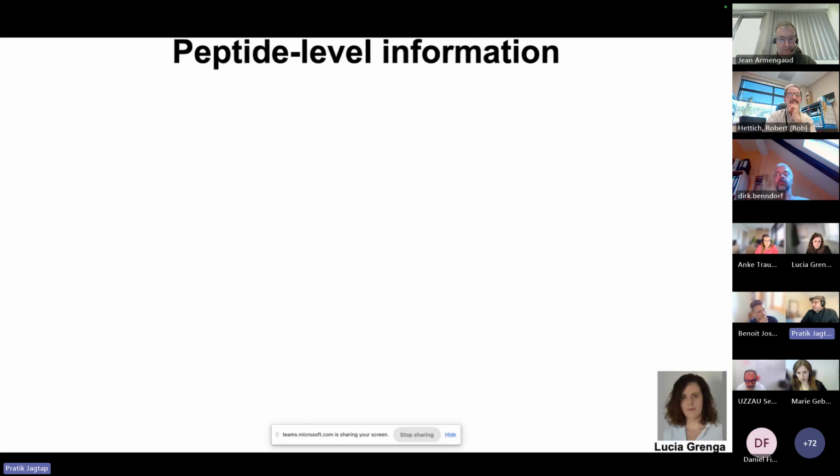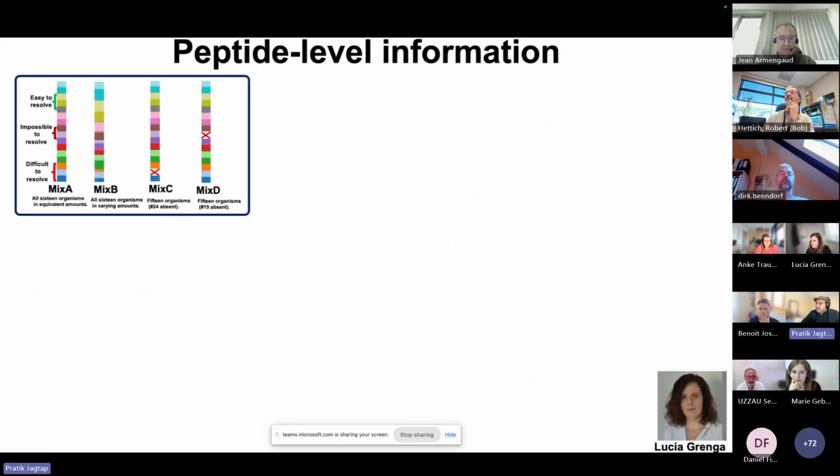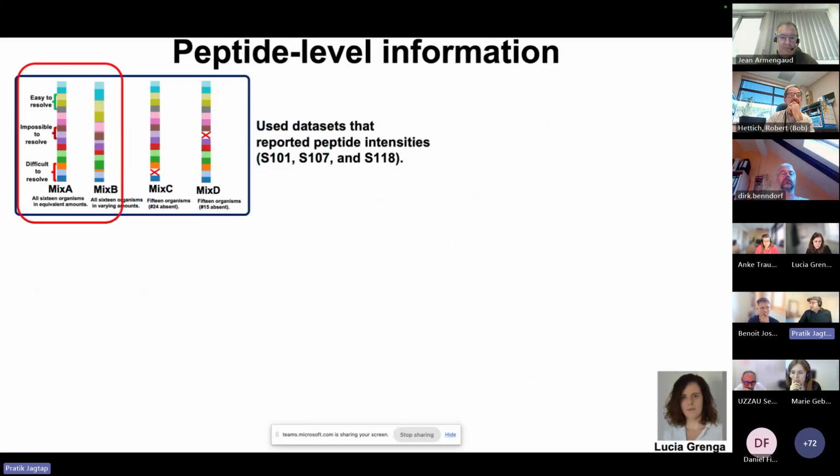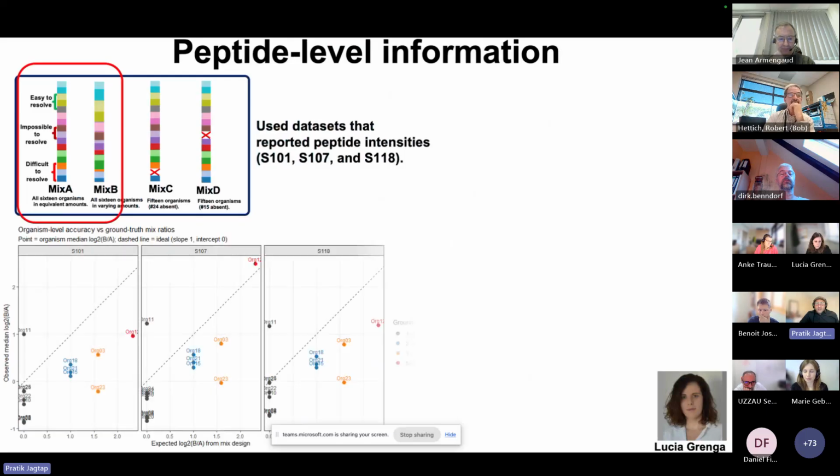Next, Lucia Drenga from the French Alternative Energies and Atomic Energy Commission looked at peptide level quantitation. For this, the synthetic data sets that I described earlier were used. Lucia used three of these data sets since they had peptide intensities that were reported. Now, the mix A sample, as I mentioned earlier, has all organisms in equal amounts, while mix B has samples that are in different proportions.